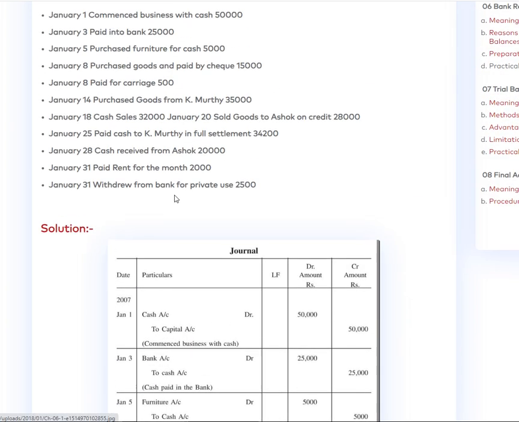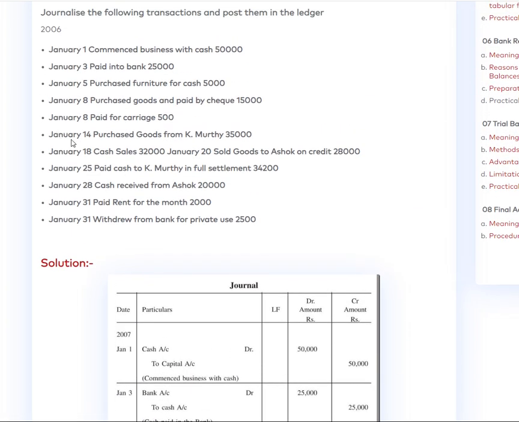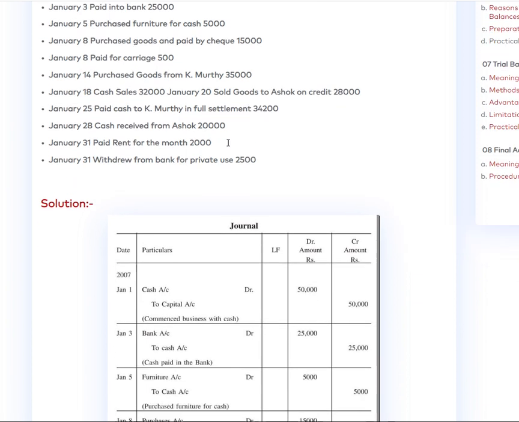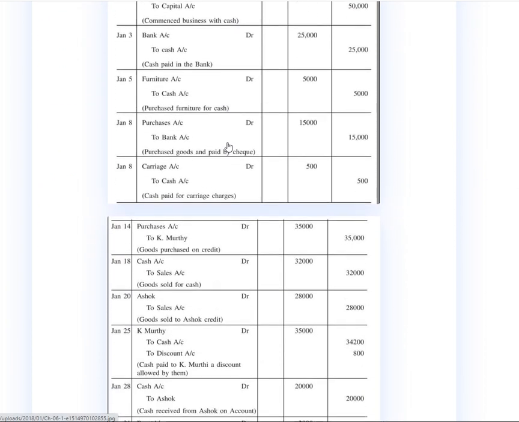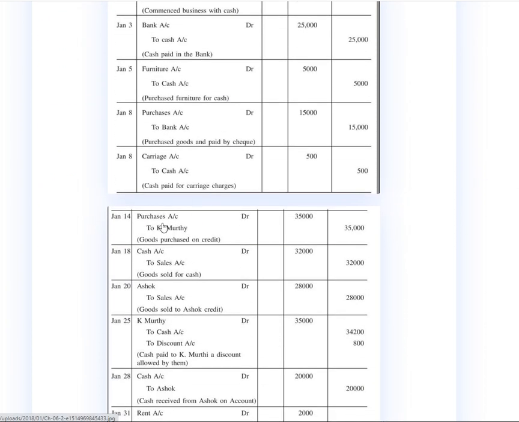something you can write as a narration. Next is on January 14th, purchase goods from K. Murthy, 35,000. On January 14th, goods are purchased from K. Murthy. You can see here business goods are being purchased from K. Murthy, to whom we have not paid the money. That's why we have taken his name. He is a creditor for us. Creditor is a liability for the business.